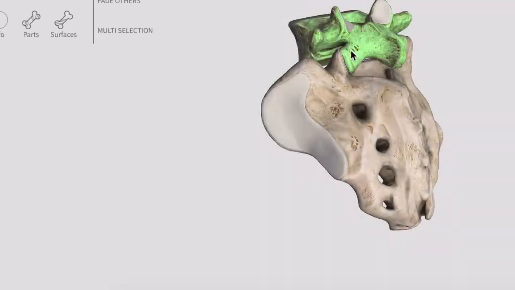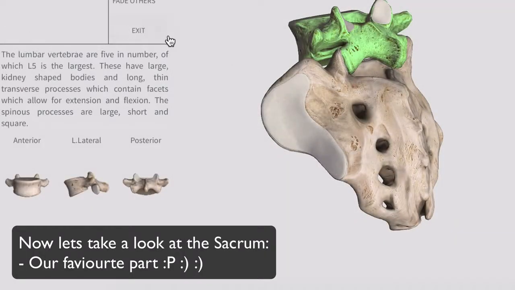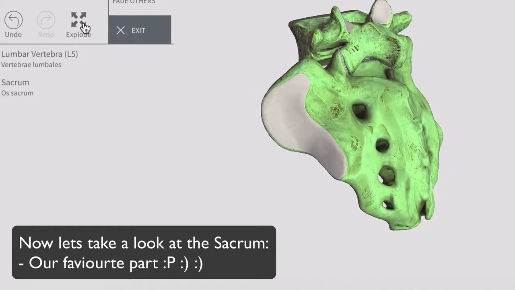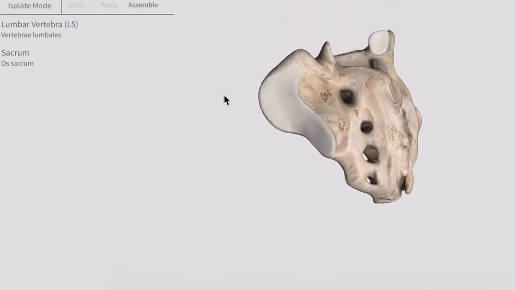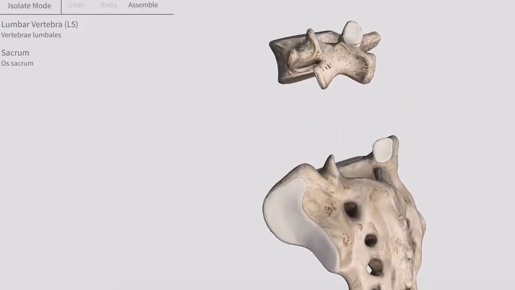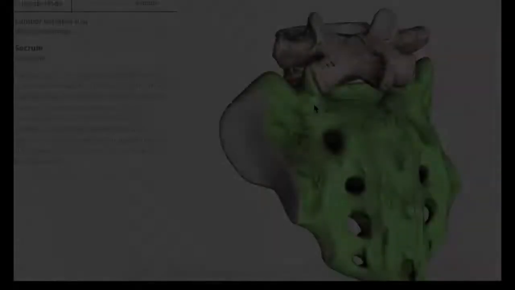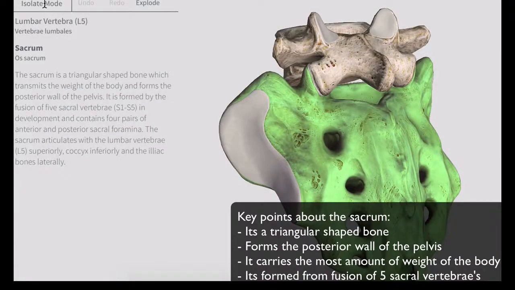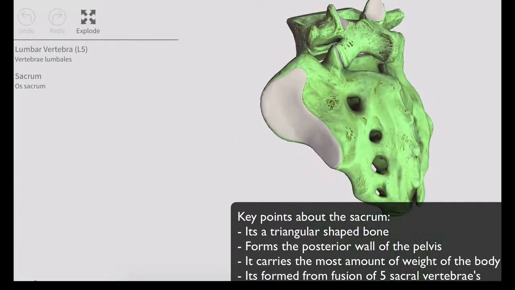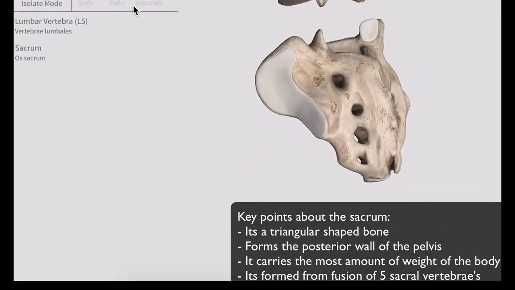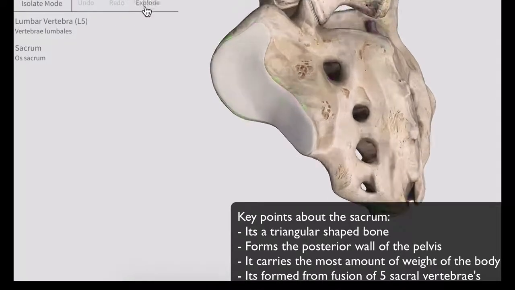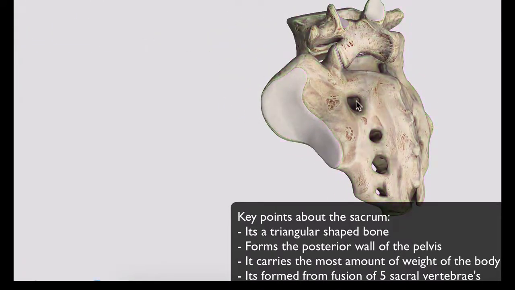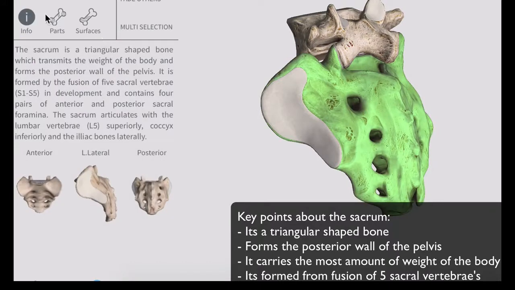So now let's take a look at the sacrum, our favorite part, which most people leave out. This is the lumbar region, and the sacrum is what holds the main weight of the body, quite a large amount of it. So the key point of the sacrum is that it is a triangular-shaped bone, forms the posterior wall of the pelvis, and carries most of the weight of the body, and it's formed from 5 sacral vertebrae fusing together.